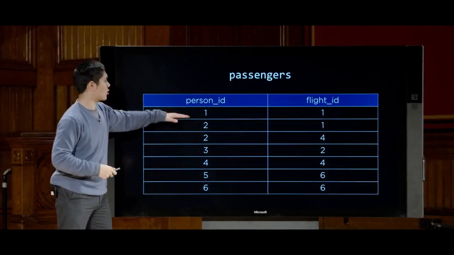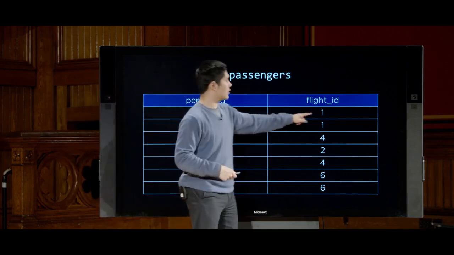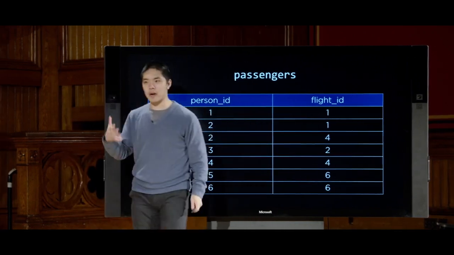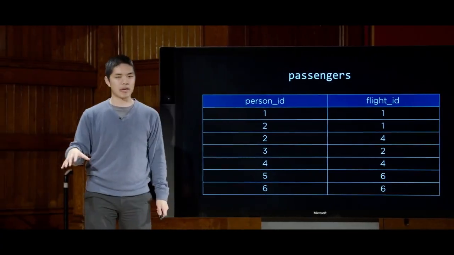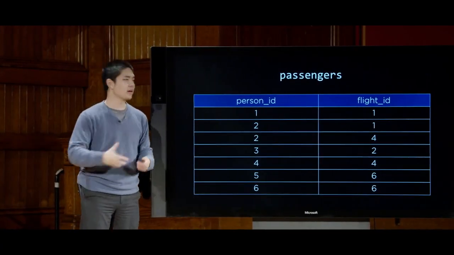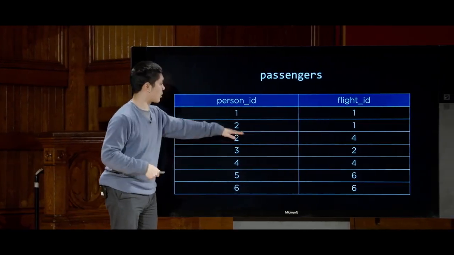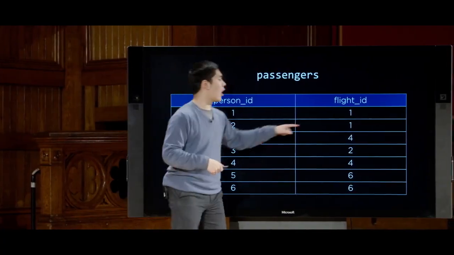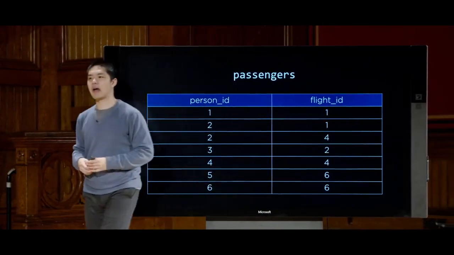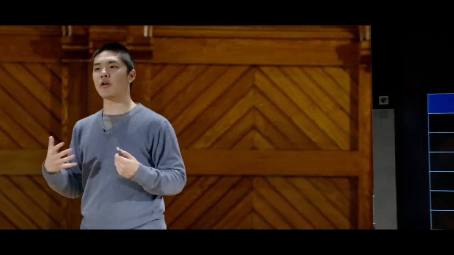That this row here, 1 and 1, means the person with an ID of 1 is on flight number 1. And I could look up that person inside of the people table, look up that flight inside of the flights table, and figure out who the person is and what flight they're on. And down here, 2 and 4 means whoever the person with an ID of 2 is on whichever flight happens to have an ID of 4. And so this now has allowed us to be able to represent the types of relationships we want.